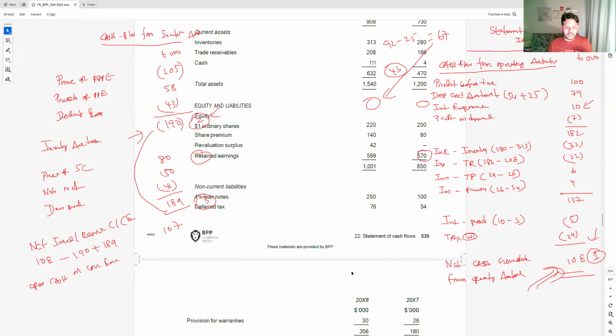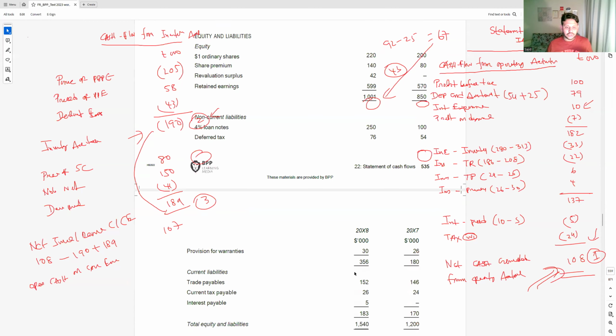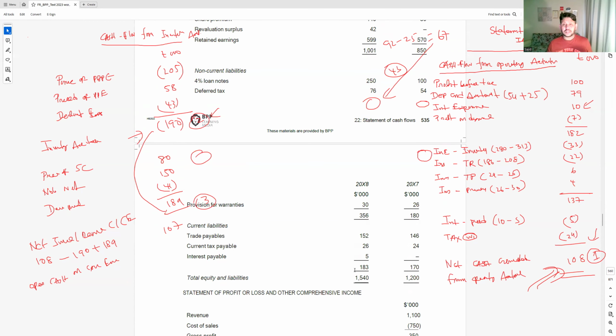So let's have a look. For this question, we don't have any bank overdraft, but it's not necessary. You're not going to see it on the exam. If we have the bank overdraft, we have to minus the opening and plus the closing. We have to add both, and we need to find the closing.